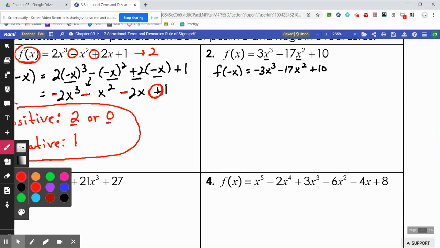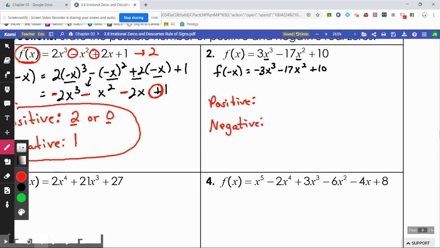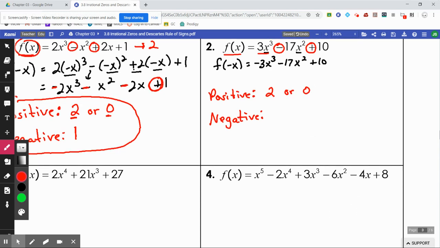So now let's find the possible number of positive and negative solutions. Let's look at our sign changes of f of x. You have a positive and it changes to a negative here, and it changes back to a positive here. So there are 2 sign changes. So how many positive solutions do I have? I'll have either 2 or 2 minus 2, which is 0, positive zeros for this function.